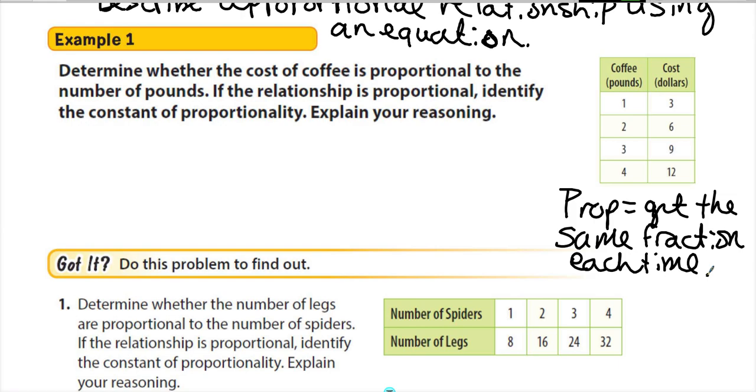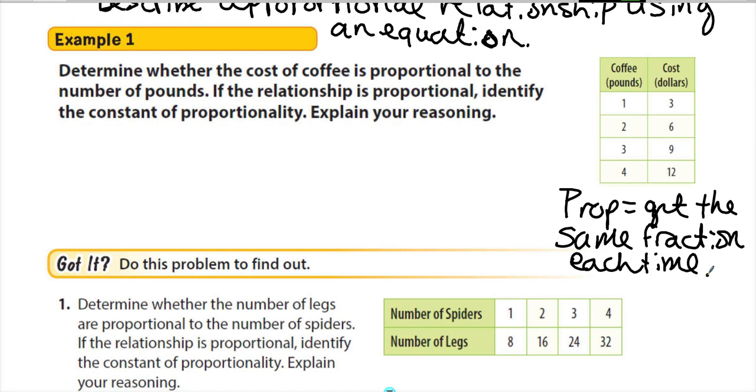The biggest mistake that kids make whenever we get to this lesson is everyone wants to look for the patterns, because that's what you've been taught in the past, how to look at a chart and find the patterns, which is great because that is important. However, that's not what we're looking at for today. It's, are they the same fractions each time? And fractions need to be in lowest terms, or at least equivalent if nothing else. So we're looking at, is the cost proportional to the pounds?